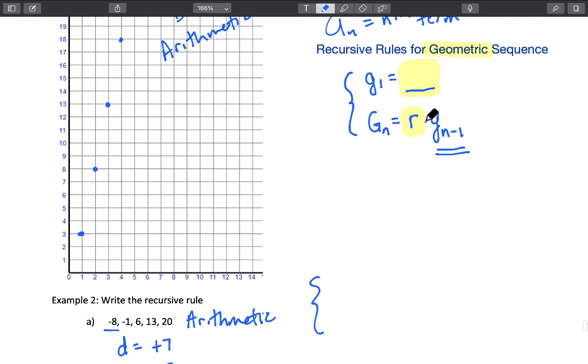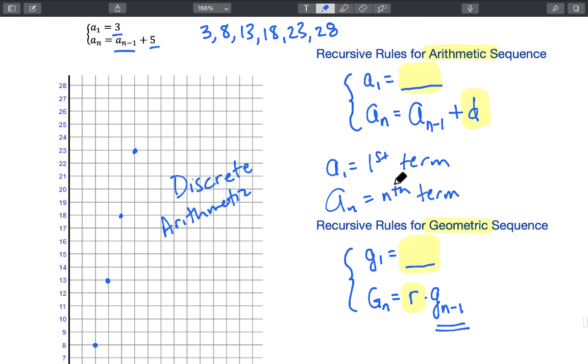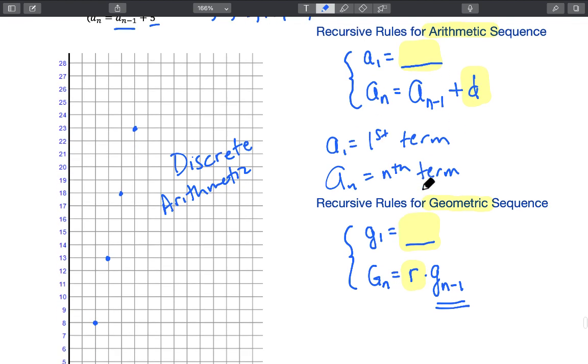Which, by the way, if you didn't get that all copied down, go ahead and rewind that video and make sure you get that copied down. You're going to want to have that in your notes.